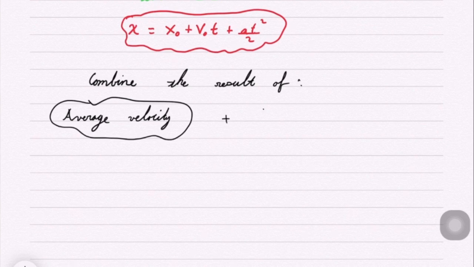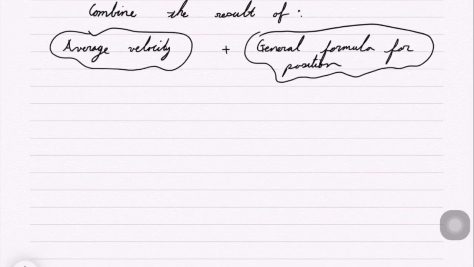When we combine the result of the average velocity and the general formula for position, we will be able to get the equation above. And let me show you how you can do that. If you take the definition of average velocity, it is the starting velocity plus the final velocity divided by 2. And you take the definition of acceleration, equal to the final velocity minus the starting velocity divided by t.